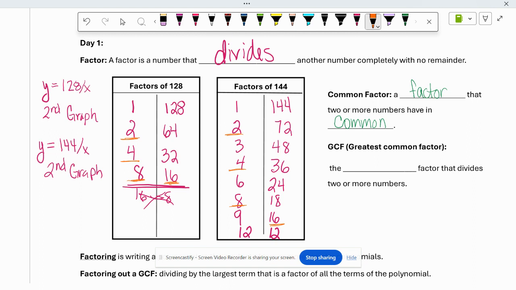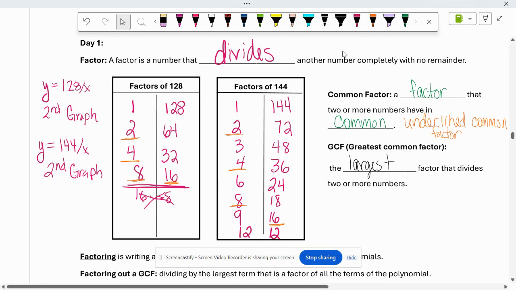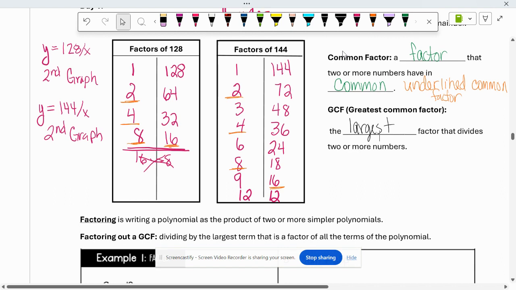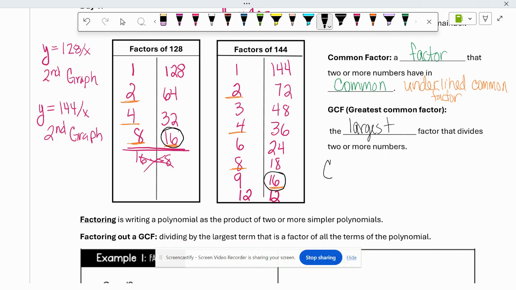I just put an underline underneath them, okay? So I underlined my common factors just so I can kind of identify them. We said that the greatest common factor is the largest, right? It's the largest factor that divides two or more numbers. So of all of those common factors that we have underlined, which one is the largest? So I'm going to put a big old circle around that. And I'm going to write that the greatest common factor is 16. Does that make sense? Okay.